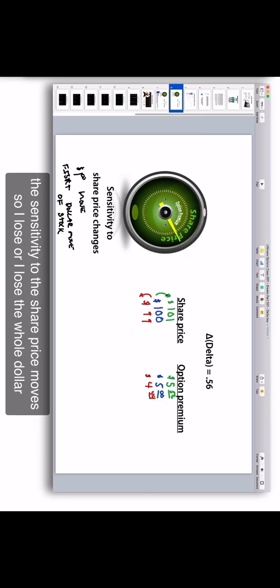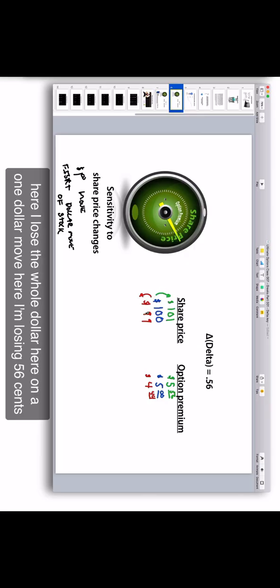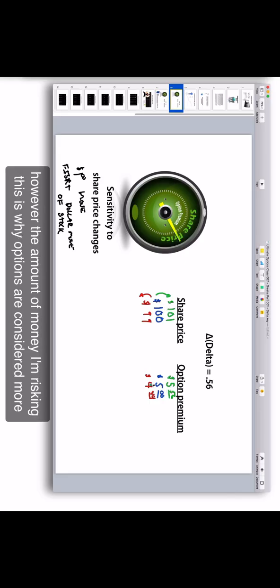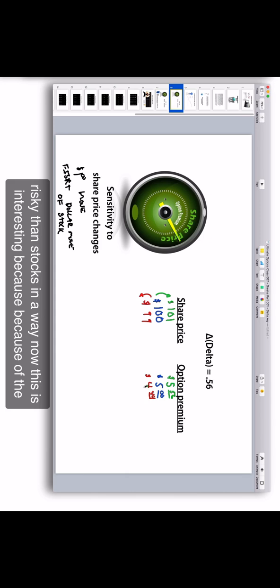So I lose the whole dollar here. I lose the whole dollar here on a $1 move. Here I'm losing 56 cents. Here I'm gaining a full dollar on a $1 move. Here I'm gaining 56 cents. However, the amount of money I'm risking, this is why options are considered more risky than stocks in a way. Now this is interesting.